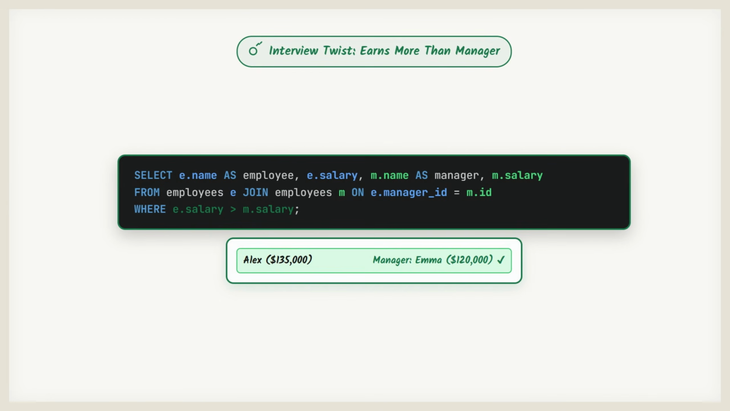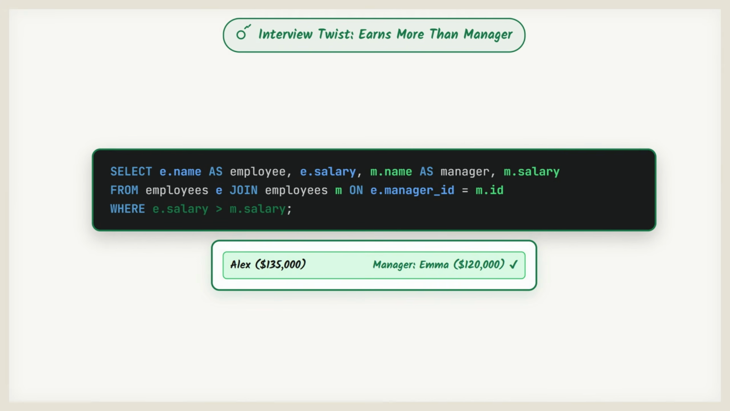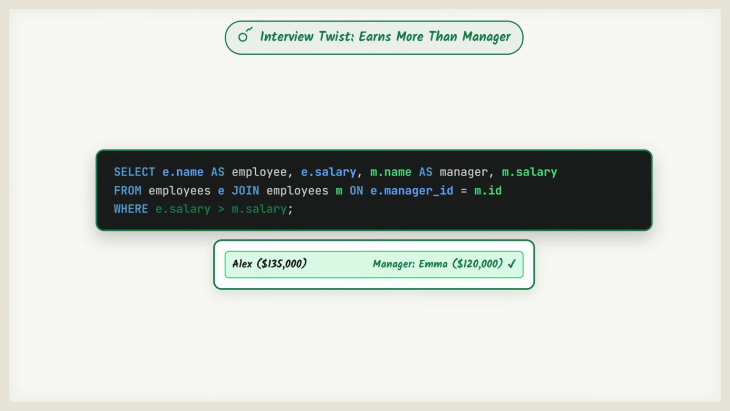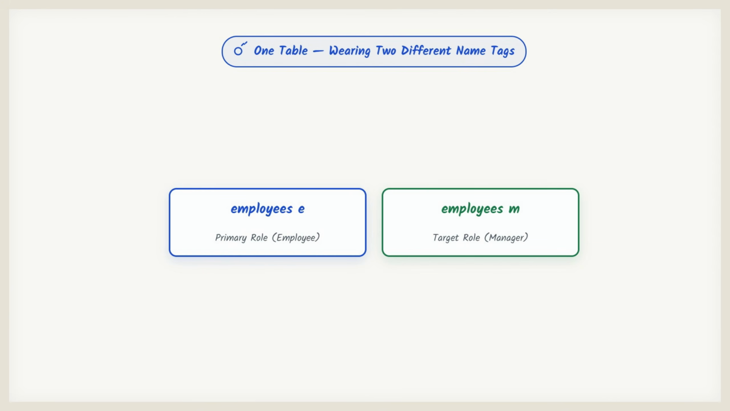One real interview twist worth knowing: find every employee who earns more than their own manager. Same self-join, just add a salary comparison in the where clause. Same join, same rules. The only difference? Both sides come from one table wearing two different name tags.